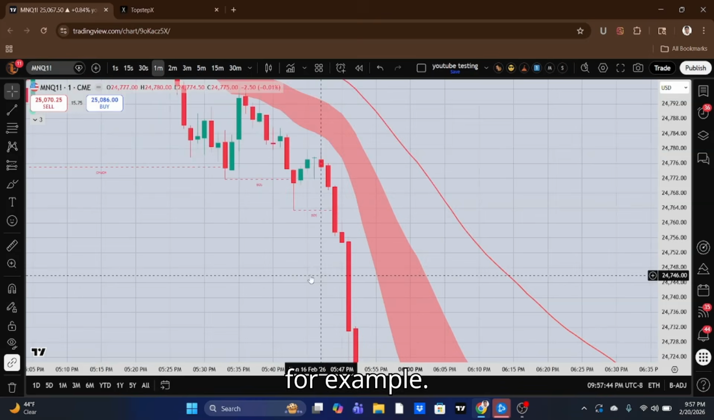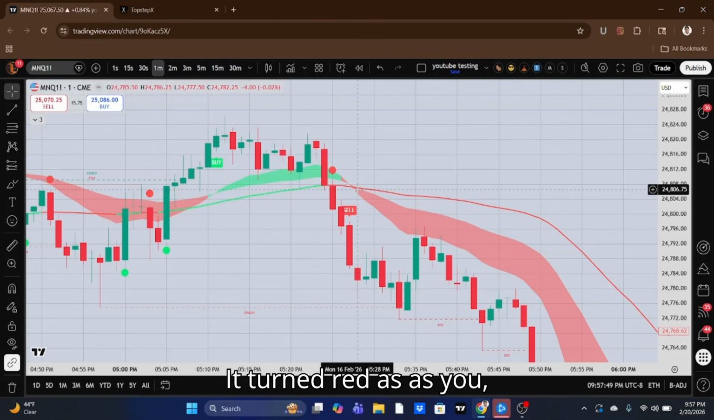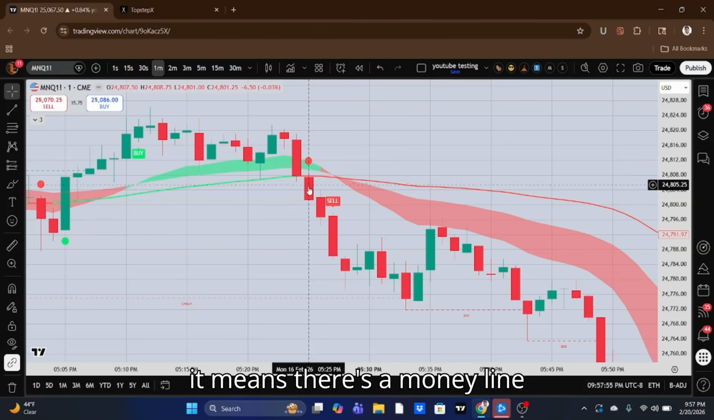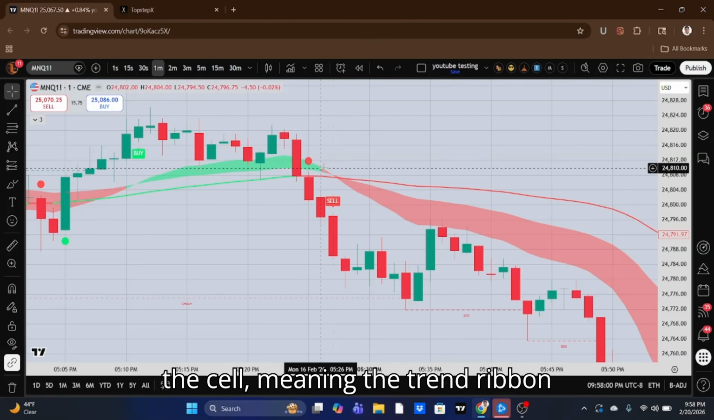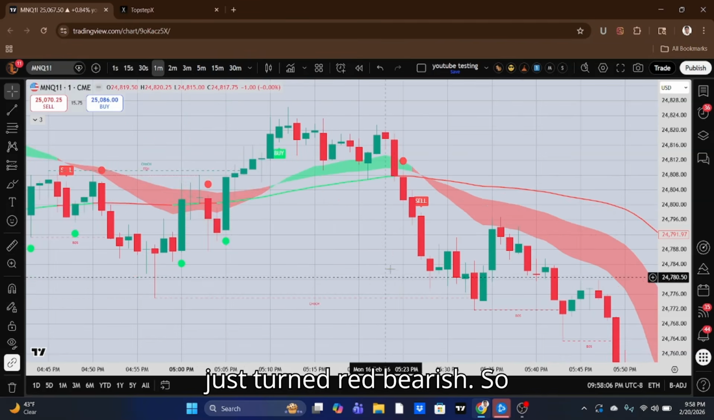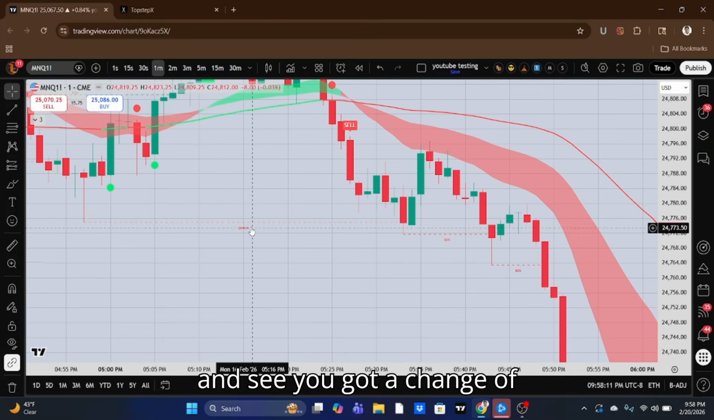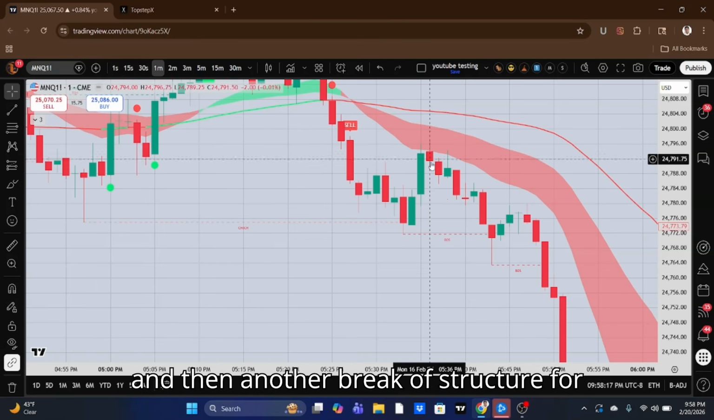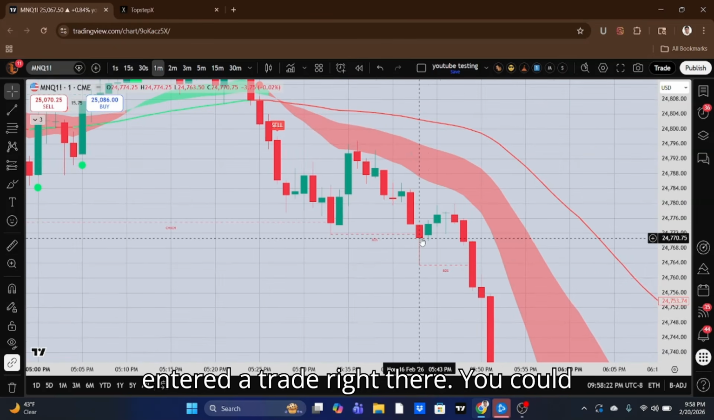For example, it's below this money line, right? It turned red. As you see this red circle, it means there's a money line break to the downside. And then the sell, meaning the trend ribbon just turned red, bearish. So you could have taken a sell position and seen you got a change of character for extra confirmation, followed by it actually having a pullback and then another break of structure for additional confluence. So you could have entered a trade right there.